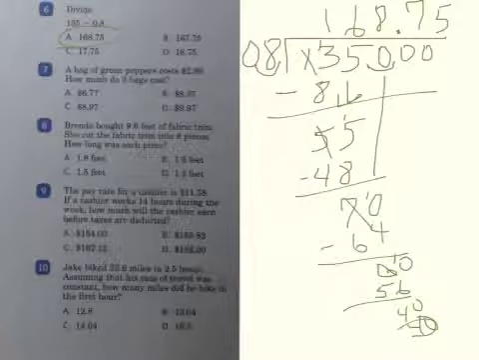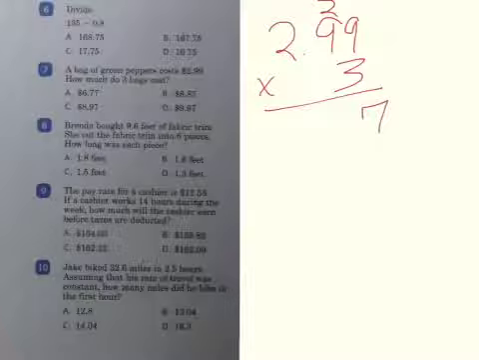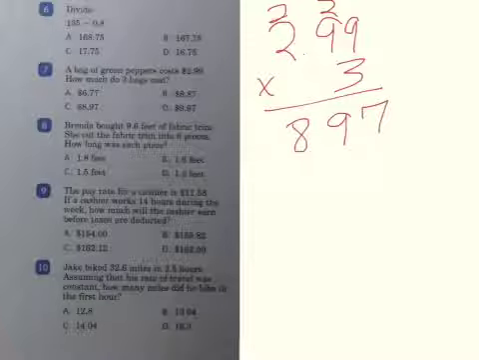Alright, so let's go to number 7. Number 7 reads, a bag of green peppers costs $2.99. How much do 3 bags cost? All we're going to do is simply just multiply this out. So 3 times 9 we know is 27. 3 times 9 again is 27, plus 2 more is going to give us 29. 2 times 3 is 6, plus 2 more is 8. So we're going to have $8.97, which is C.